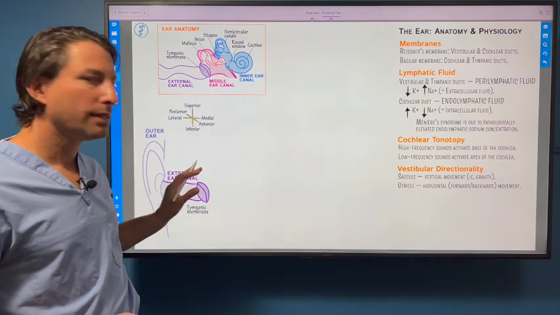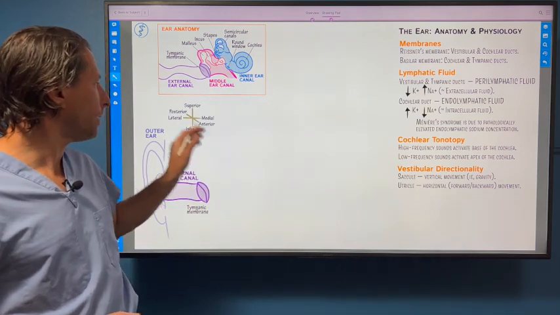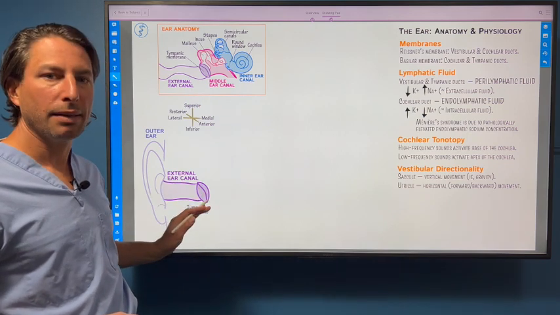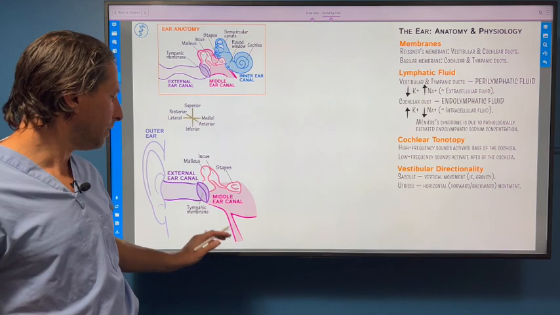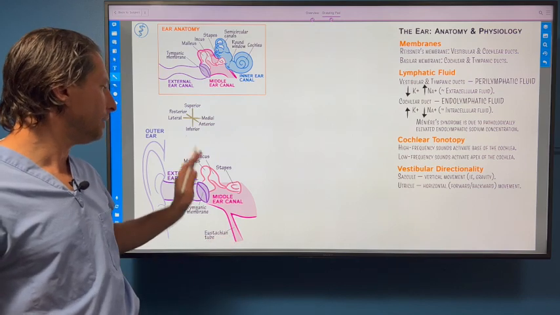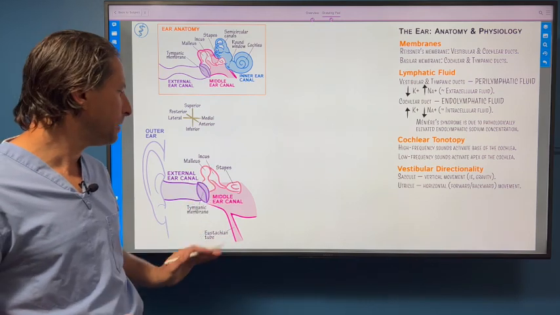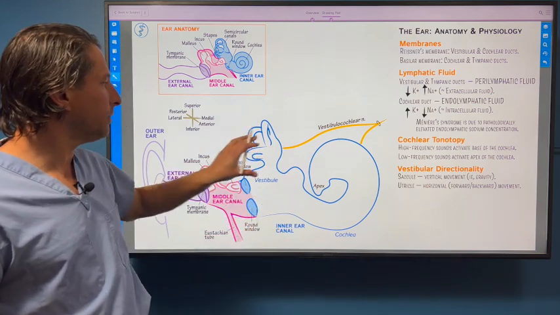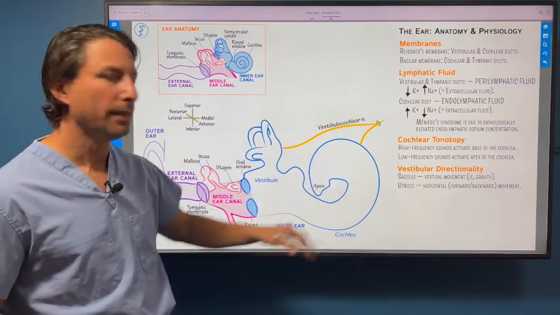So looking at this in more detail, these are our orientational planes here. External ear canal ending in the tympanic membrane, then the middle ear canal with its eustachian tube and its malleus, incus, and stapes. And then the inner ear canal here with the semicircular canals and the cochlea.